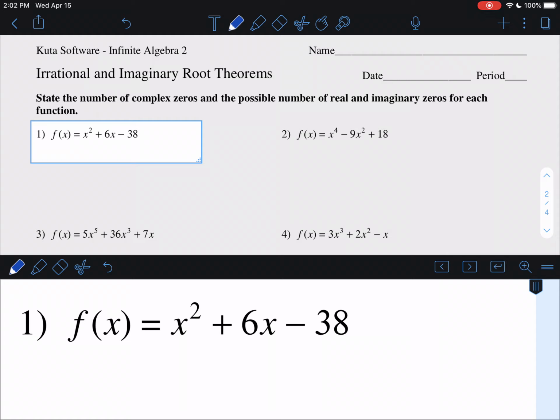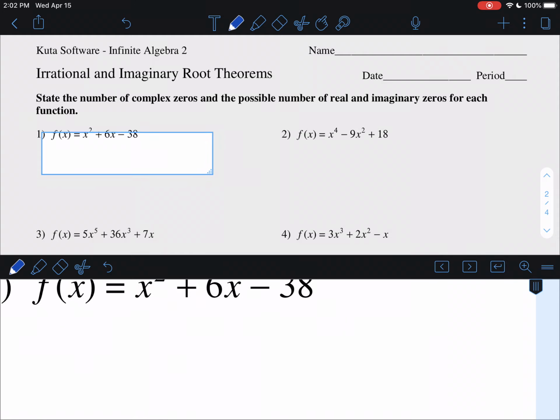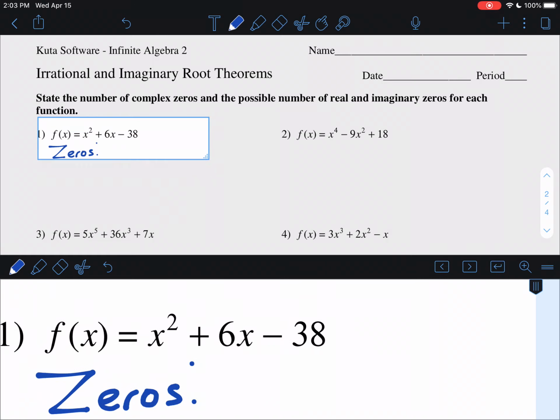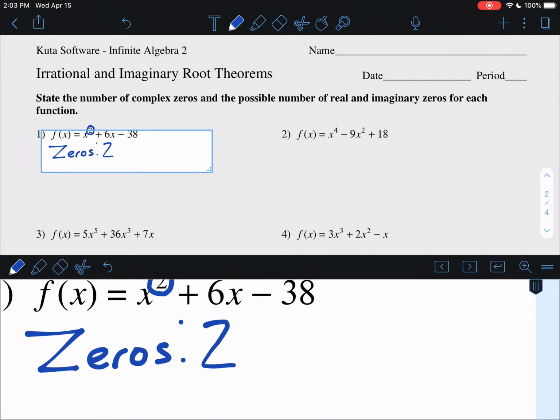Okay, so the number of complex zeros, we know how to do this. All it did is put the word complex there. It's just saying, how many zeros are there? What is the number of zeros? Well, there's two of them. We learned this when we did the packet. It would just be the number of the exponent.